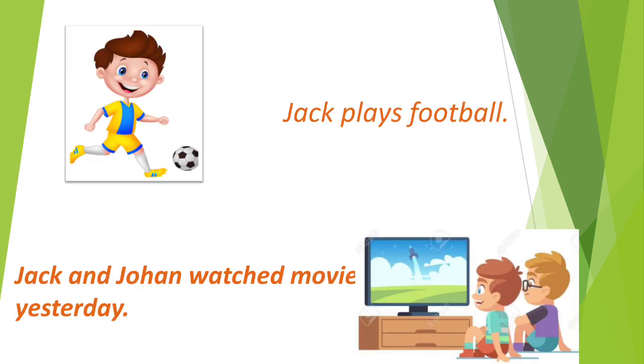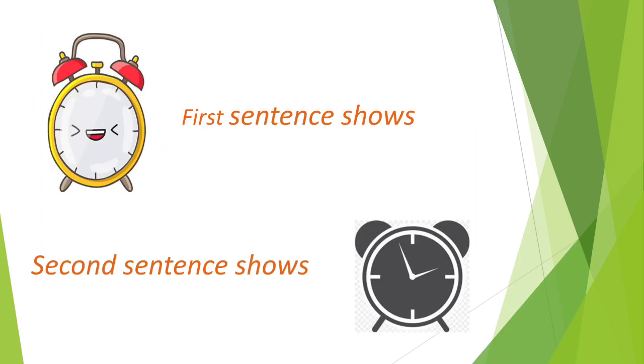In this picture, what does Jack do? Jack plays football. What did Jack and John do yesterday? Jack and John watched a movie yesterday. What is the difference in these sentences? The subject is the same but the verbs are different, because the first sentence shows present time and the second sentence shows past time.